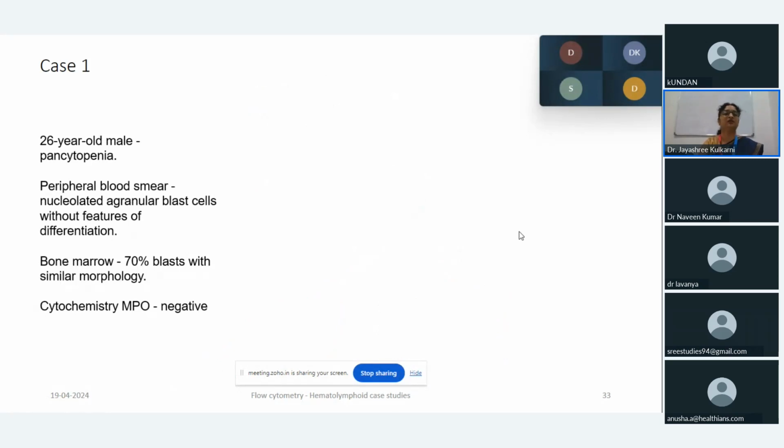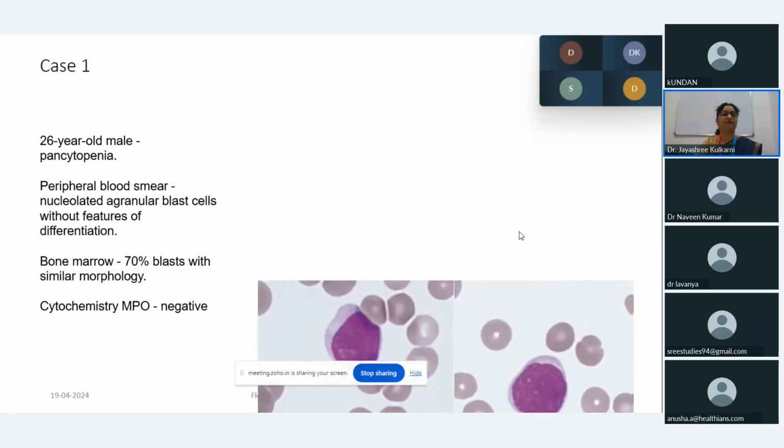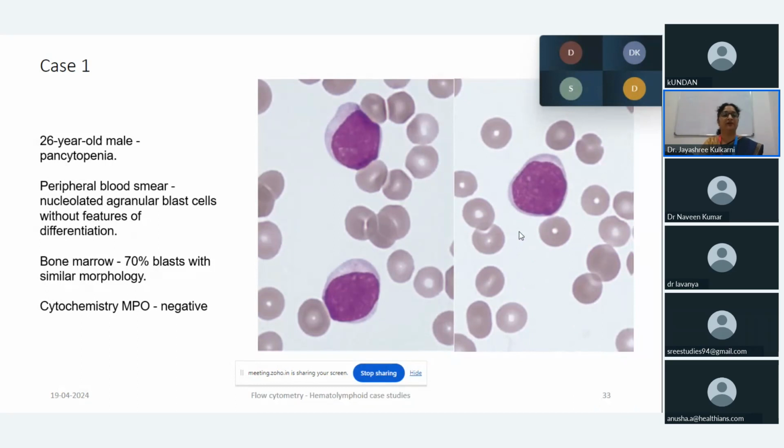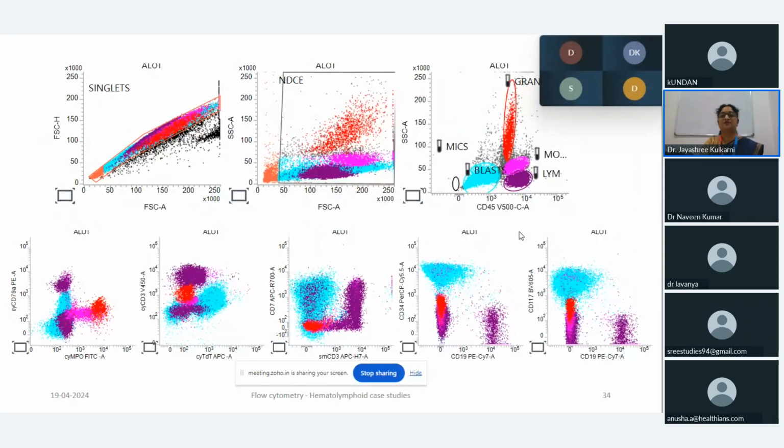Now we will quickly run through different cases on flow cytometry using the same principles which I have explained till now. This is a 26-year-old male with pancytopenia. Peripheral blood smear showed agranular blasts without any features of differentiation. So you cannot call it lymphoid, you cannot call it myeloid. You first resort to your MPO cytochemistry, but the cytochemistry is negative.